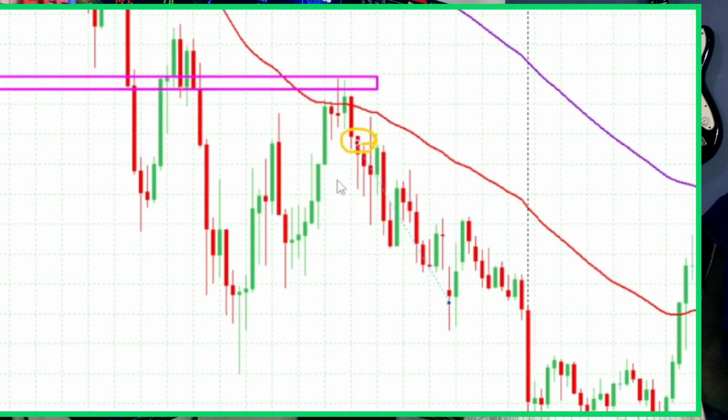Yes, that is MT5. When you take a trade, then you need to log it in. So I entered here, and then I exited. Can you see my exit here? Good. And my take profit was behind the pattern.